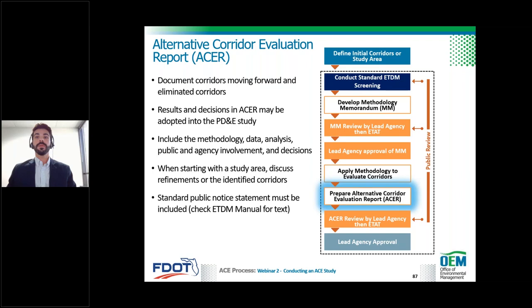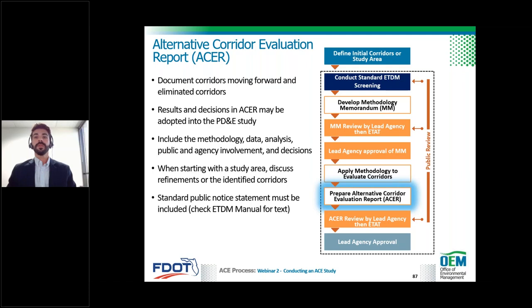Since the ACE study results can be adopted into the PD&E phase, documentation is critical. How does each corridor compare from an environmental perspective? What was the feedback from the agencies or the public? There could be ACE studies where the objective is to refine the study area or identify corridors instead of eliminate corridors. This could be for projects that are in the ETDM planning screen stage.